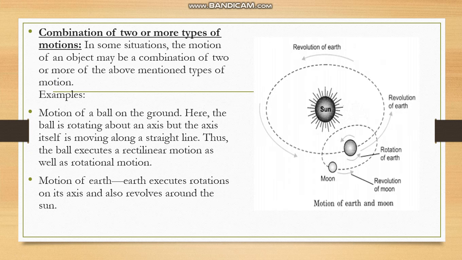A combination of two or more types of motion. In some situations, the motion of an object may be a combination of two or more types. Example: motion of a ball on the ground. The ball is rotating about an axis, but the axis itself is moving along a straight line. Thus, the ball executes a rectilinear motion as well as a rotational or circular motion.